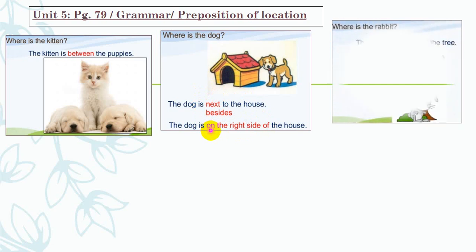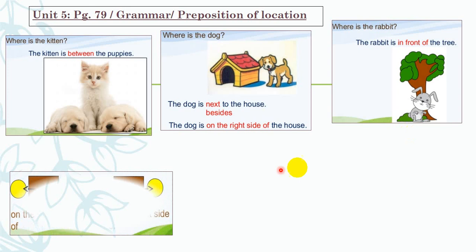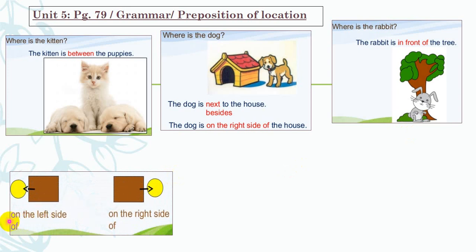Okay, where is the rabbit? Now the rabbit is in front of the tree. Okay, so it is standing in front of the tree, on the left side of, on the right side of. Okay, so this is to explain the sides to you.